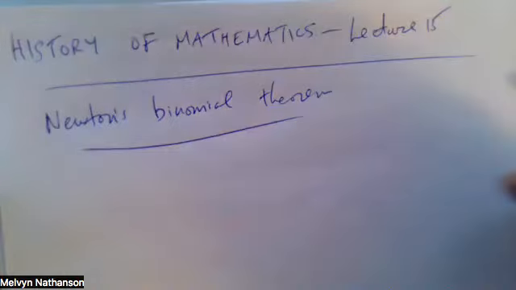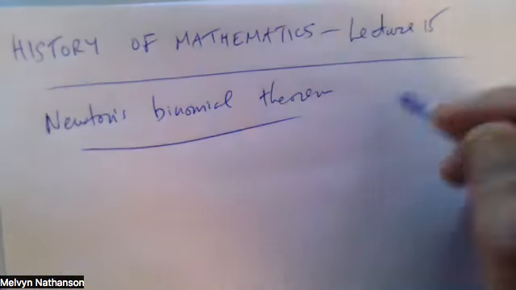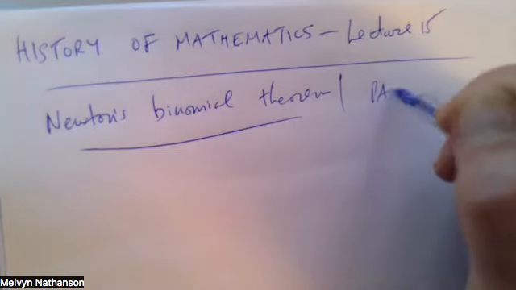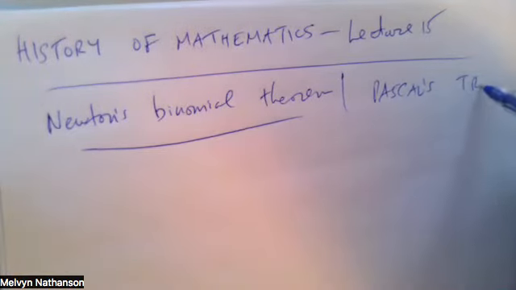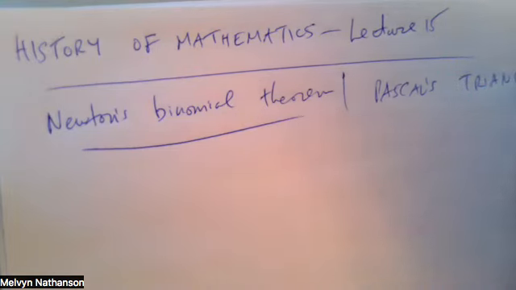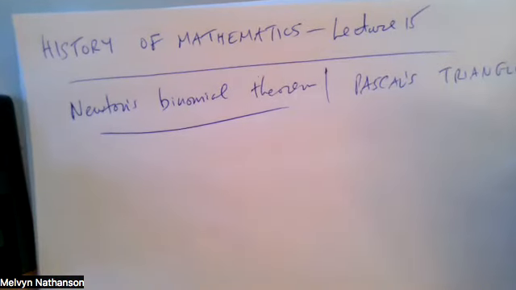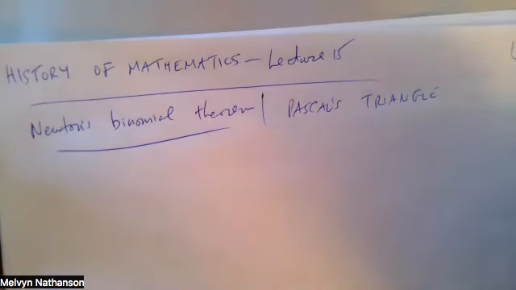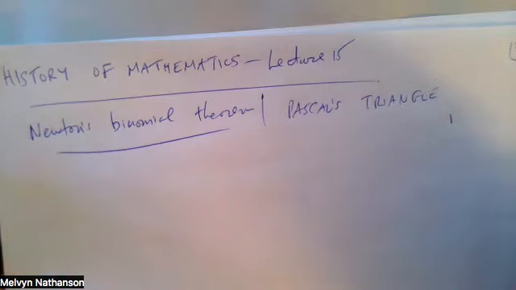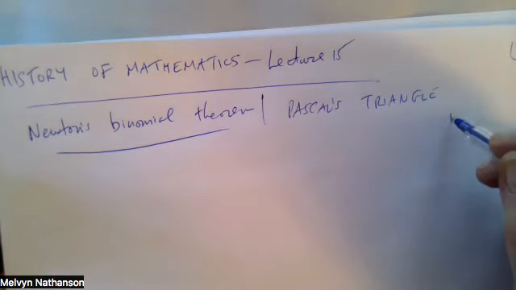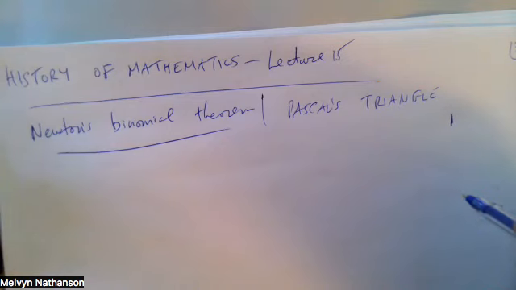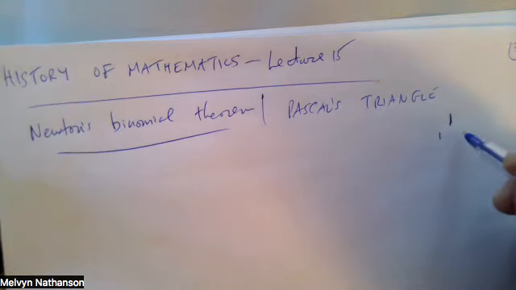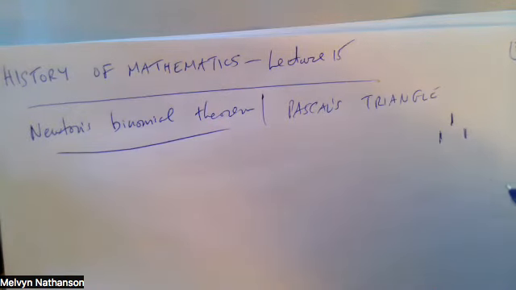So let's just review. We have what is now called Pascal's triangle. So this is a triangular array of positive integers. And there's a simple rule to construct it. You start with the number 1. So in this row, there is one number. And in the second row, there are two numbers, 1 and 1.